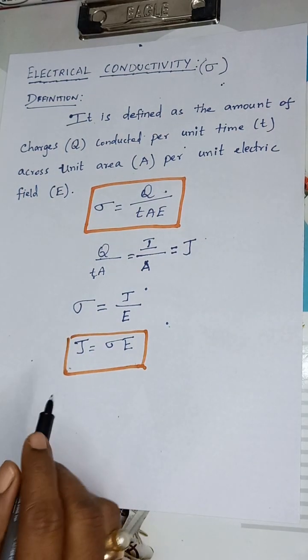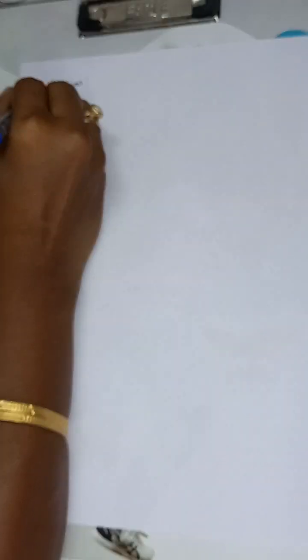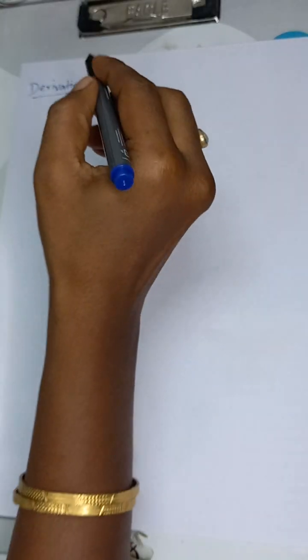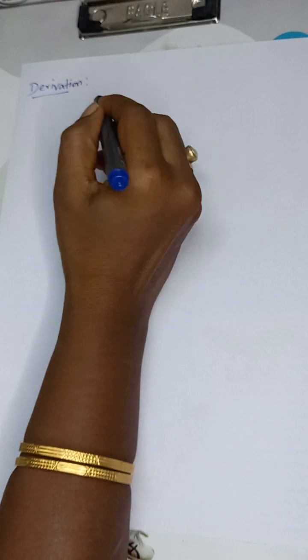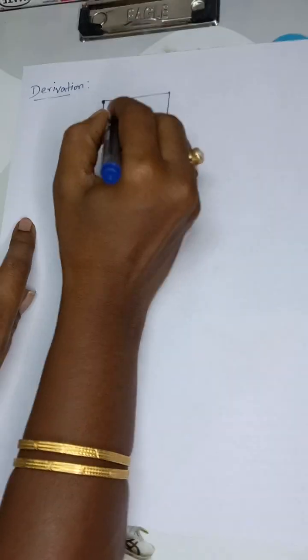So sigma is equal to Q by TAE is the equation of electrical conductivity. Now let us see its derivation. To derive the electrical conductivity, let us consider a conductor which contains electrons of charge e.